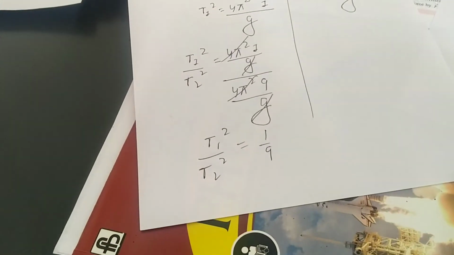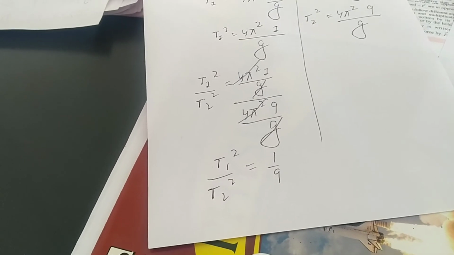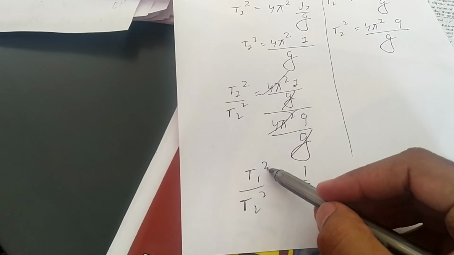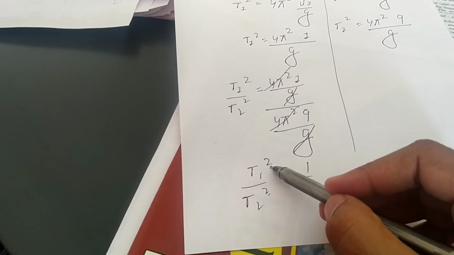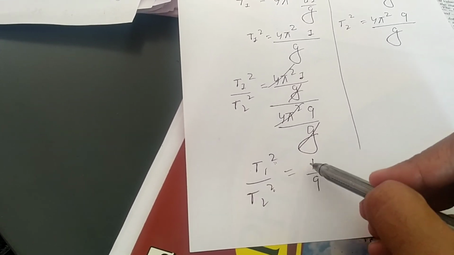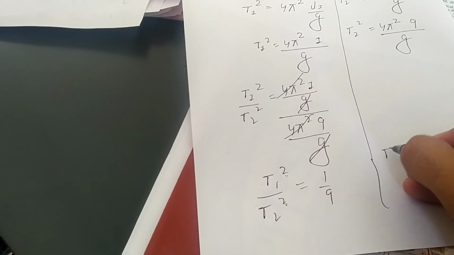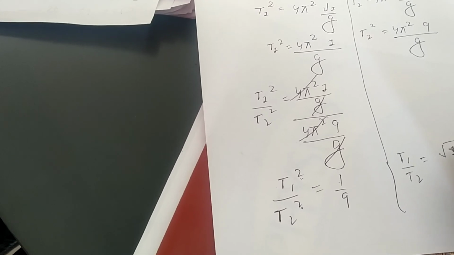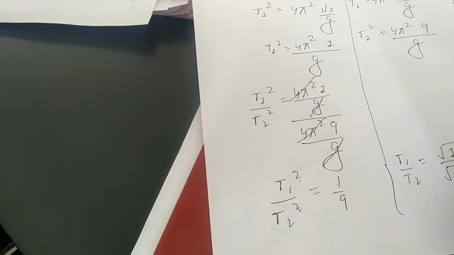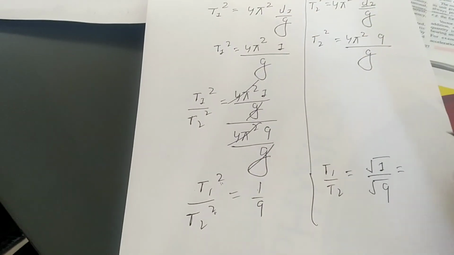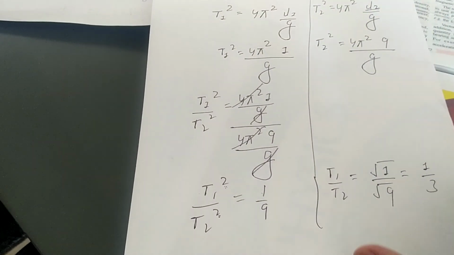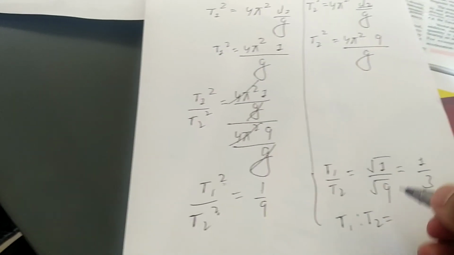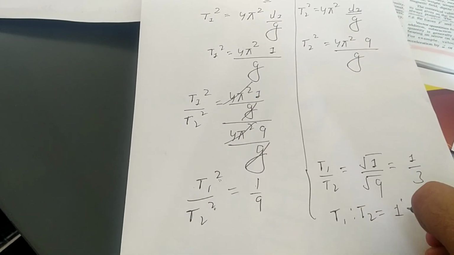But guys, they are not asking us to calculate T1 squared upon T2 squared. They are asking us to calculate the ratio of the time period. So if I remove the square from this side, it will go in root this side. So T1 upon T2 equals root 1 upon root 9. You know that root 1 is 1 only and root 9 is 3. So T1 ratio T2, comparing means taking out the ratio, is 1 to 3.